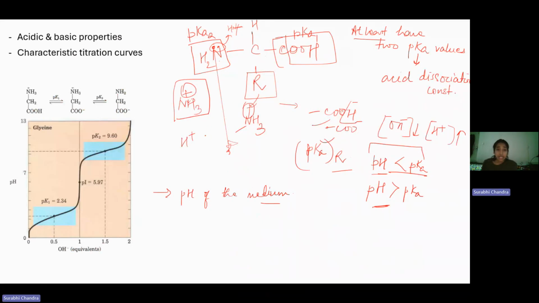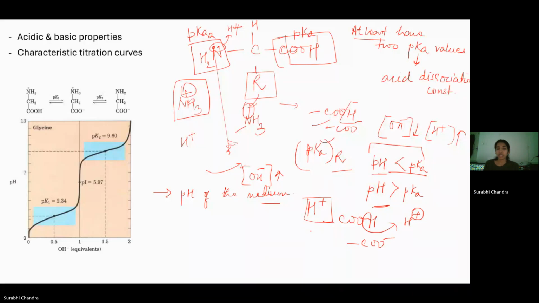But when the pH of the medium gradually increases, or the OH minus concentration increases, what happens? OH minus, because it's higher, tends to accept H plus ion. Then the COOH group present here can easily donate its H plus ion, thereby forming a COO minus group. So depending on the pKa of the ionizable groups present in an amino acid, the pH of the medium regulates the overall charge of the amino acid.